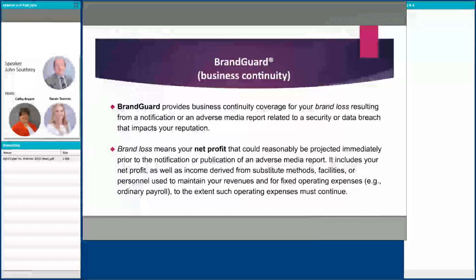So it would pay your net profit that could be reasonably projected immediately prior to the notification or publication of an adverse media report, and also include the net profit and income derived from substitute methods, facilities, or personnel used to maintain your revenues, and fixed operating expenses, such as payroll, a very big expense in any organization, to the extent such operating expenses must continue.